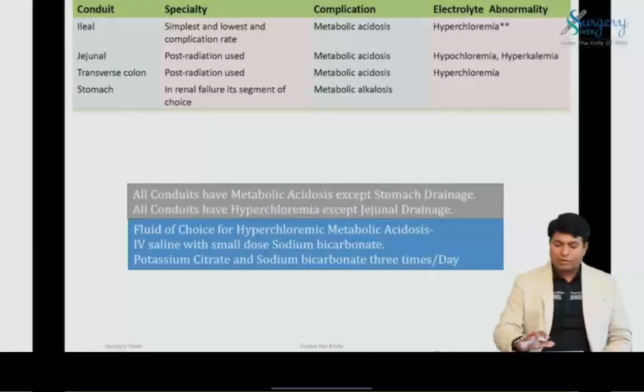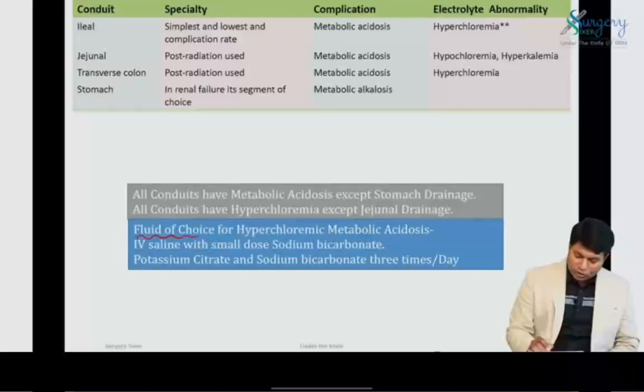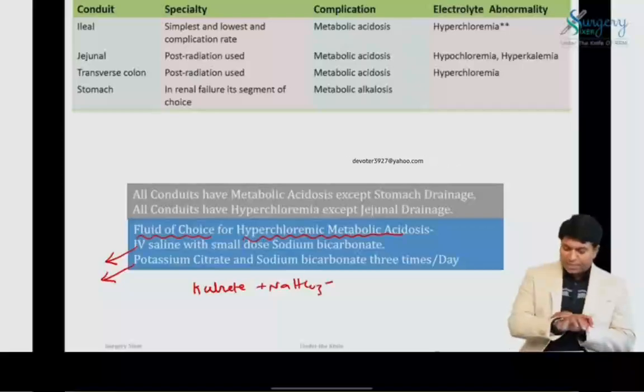So what are the various conduits and what are the points I told you? Please remember these points, high yield for your exams: conduit electrolyte abnormalities, and what is the fluid of choice for hyperchloremic metabolic acidosis? If you give IV, we give soda bicarb IV. If you give oral, you give potassium citrate with soda bicarbonate 3 times per day. The patient must take this 3 times per day.